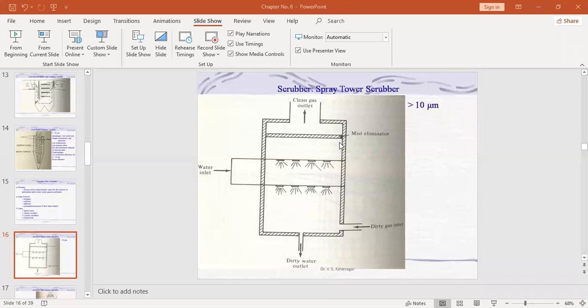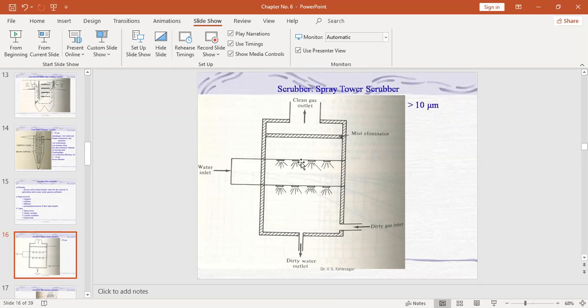Spray tower scrubber, this is a tower constructed, as I told you, you can construct in a rectangular form or you can construct in a round shape, no matter. Okay, so the sprinkling of water is being done in a downward direction, and the gas will be allowed to enter with a pressure, and it will be moving in an upward direction. So this is a counter current.